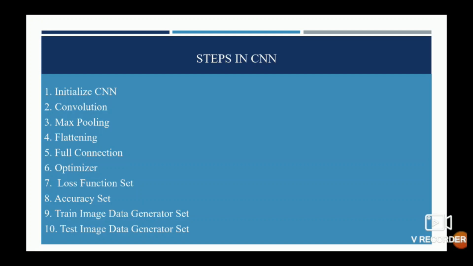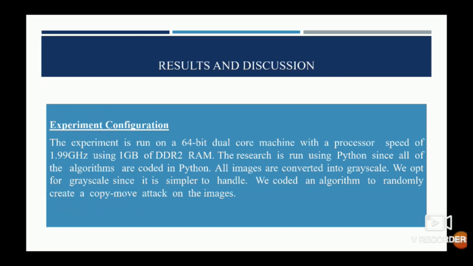Next is full connection, where every node in the first layer is connected to every node in the second layer, followed by the loss function set, then the accuracy set, then train image data generator set, and test image data generator set. The optimizer that we have used after full connection is used to change certain attributes such as weights and learning rate, and to reduce the losses.